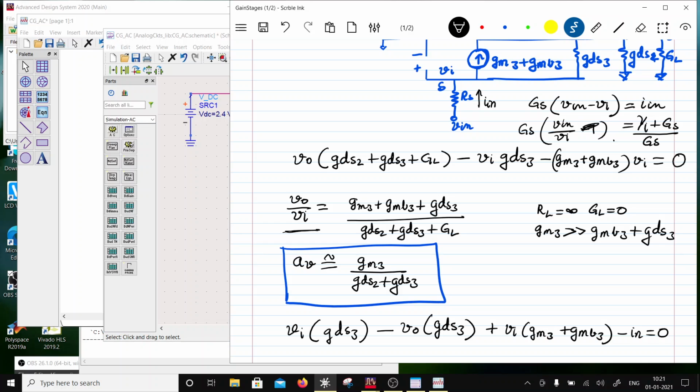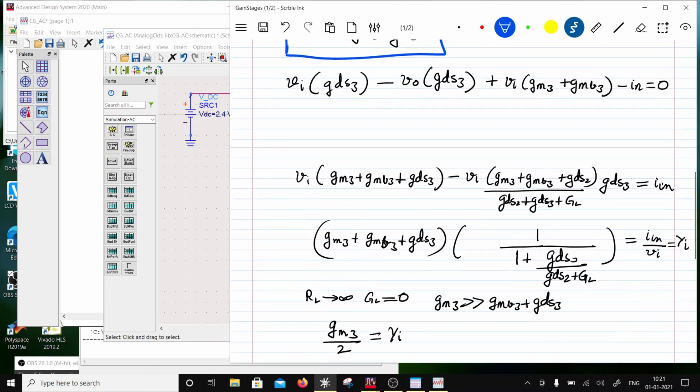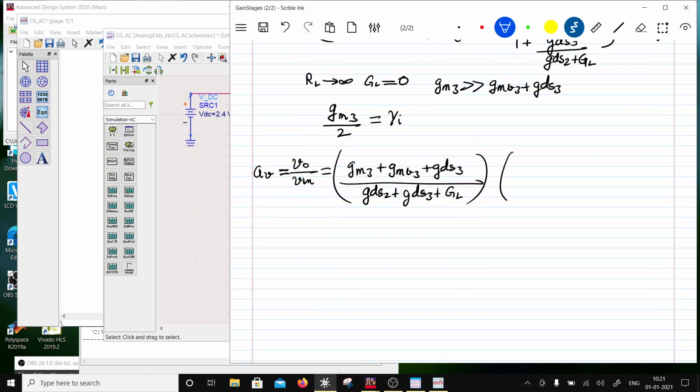Okay, so then this term is equal to that, right? So I'm going to divide this by that. So I'm going to have VO by VIN is equal to this times of this.